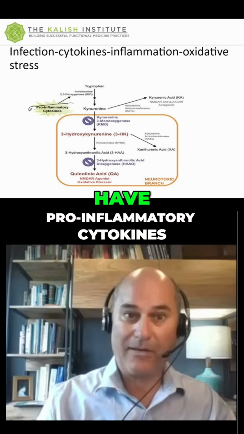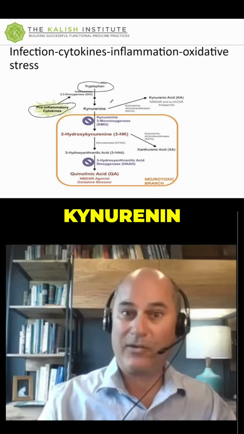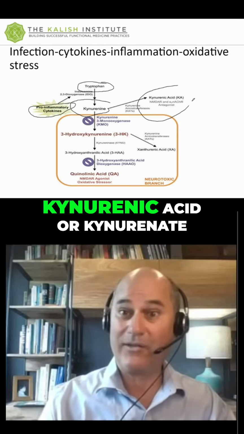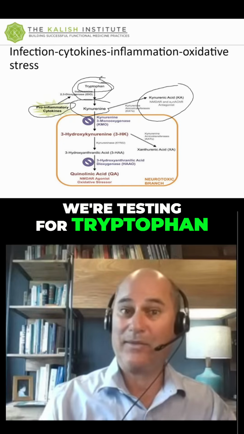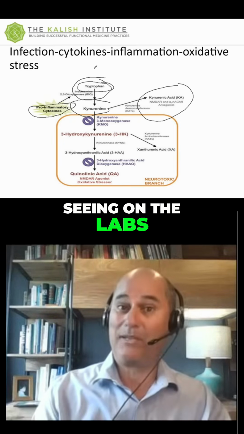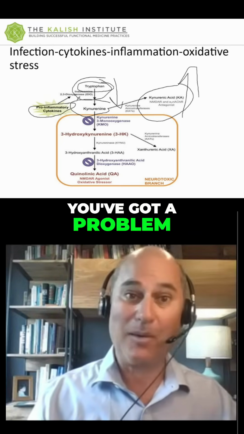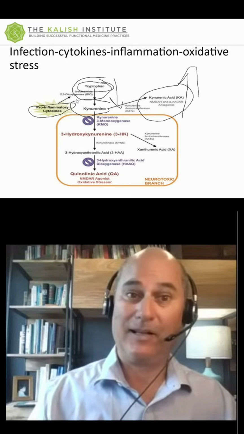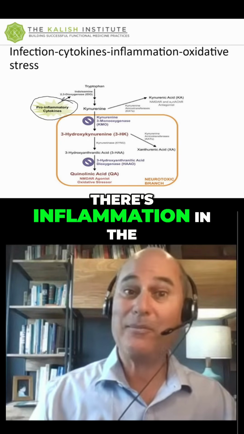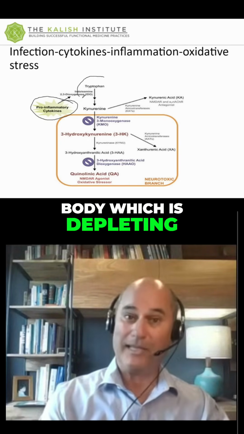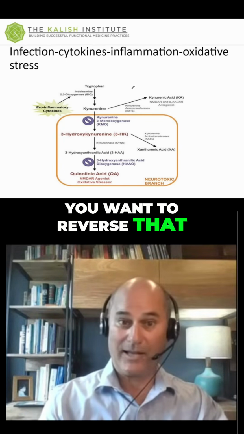So here again, we have pro-inflammatory cytokines, tryptophan, kynurenine, and we're measuring all this stuff, kynurenic acid or kynurenate. We're testing that, and we're testing for tryptophan. So you're going to be seeing on the labs, if tryptophan levels are low or kynurenic acid is high, you've got a problem potentially here, right? If kynurenic acid or kynurenate is high, that's going to mean that there's inflammation in the body, which is depleting your tryptophan. You see that on the labs. And then, of course, you want to reverse that.